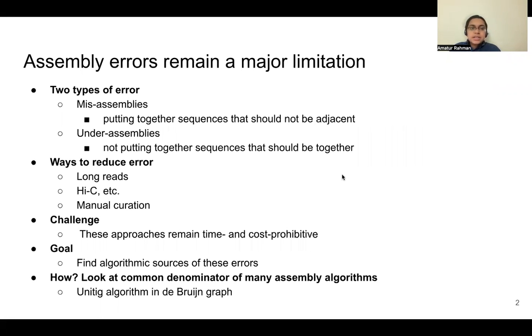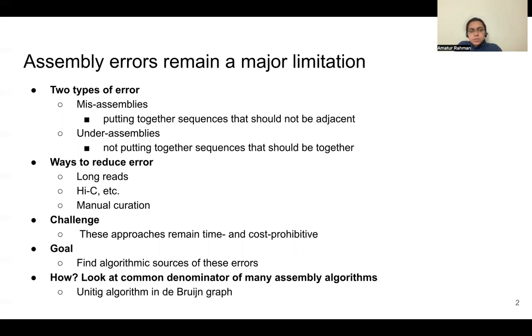Reconstructing the sequence of a genome from its sequencing data is a very challenging task in bioinformatics, and despite many recent advances, assembly errors still remain a major limitation. Assemblers suffer from two types of errors. One of them is misassemblies, where you put together sequences that should not be adjacent, and the other is underassemblies, where you do not put together sequences that should be together.